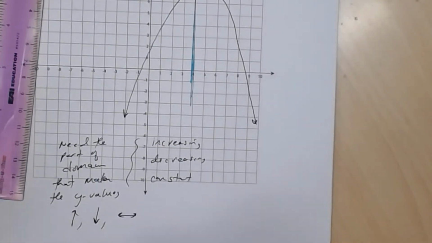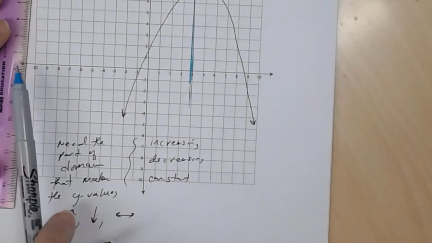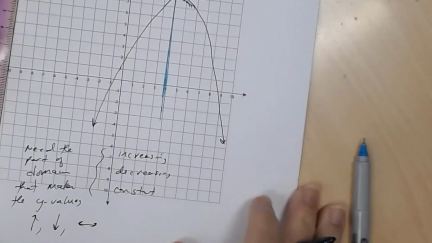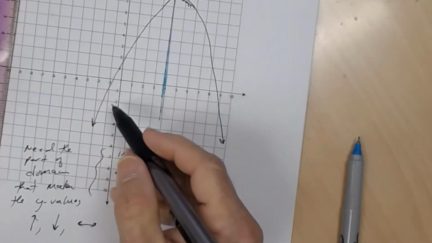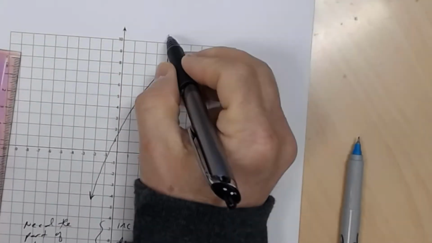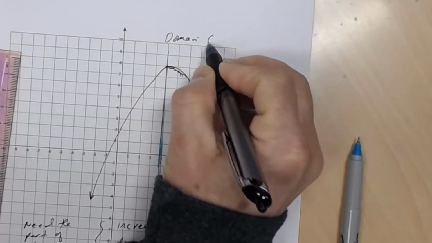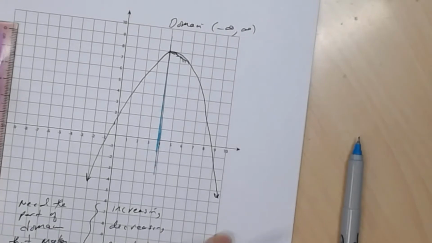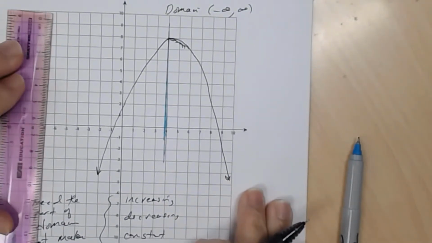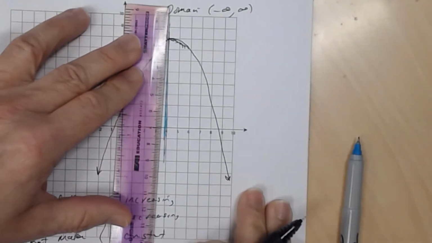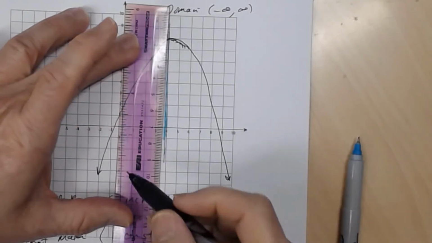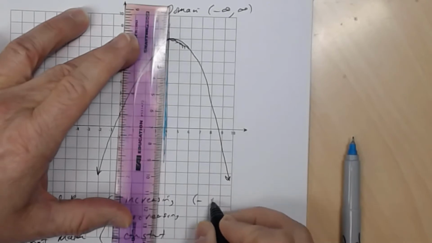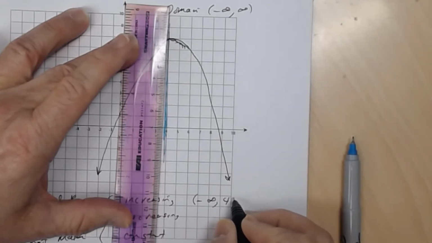So here we go. From negative infinity, I'll just go along the x-axis, along your domain. Notice first of all that the domain here is from negative infinity to infinity, right? We talked about this in the previous lesson. So from negative infinity to 4, what are these y values doing? They are increasing. So here's how you write this: negative infinity to 4.